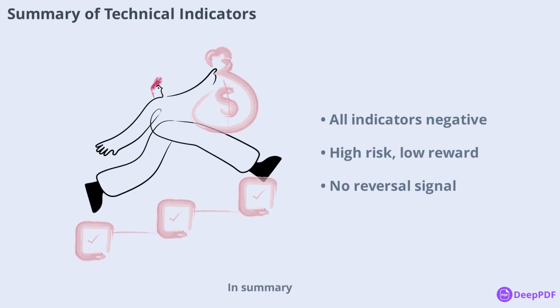In summary, nearly all technical indicators for THMO point to a stock in distress. The price is at its lowest, momentum is negative, volatility is high, and volume is low. While oversold signals are present, there's no clear evidence of a reversal. This is a classic case of a penny stock with high risk and uncertain reward.